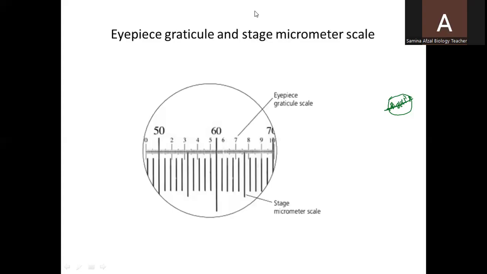So you can see these two scales in this way. The upper one is the eyepiece reticule scale, which has 0 to 100 units, whereas on the stage micrometer scale, you can see it is about 0.01 equal to 1 unit. So I'm going with the next.